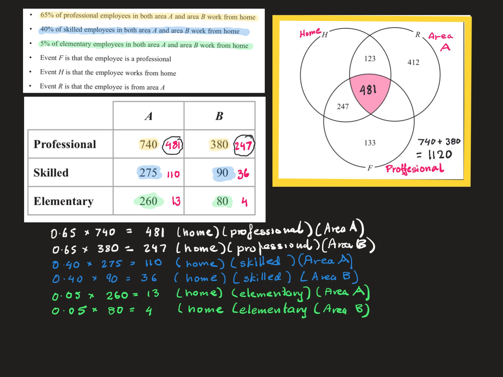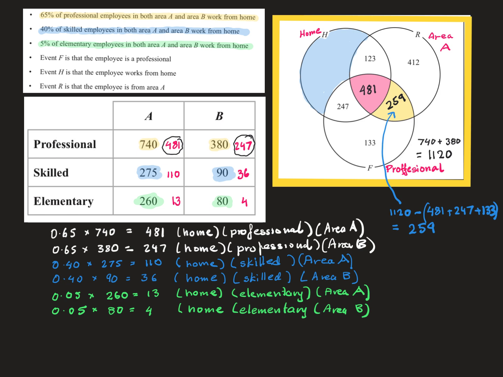This allows us to find out this area over here, which is done by subtracting these three numbers from 1,120. This gives us 259, and I'll put this in here. One last segment that we need to find, and that is this segment over here in blue.